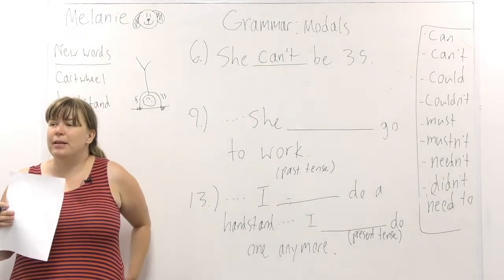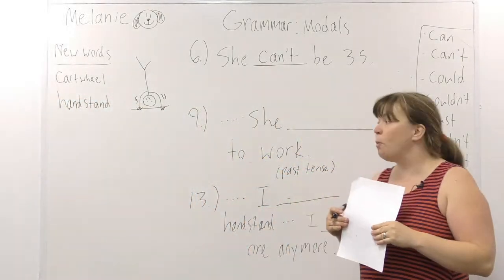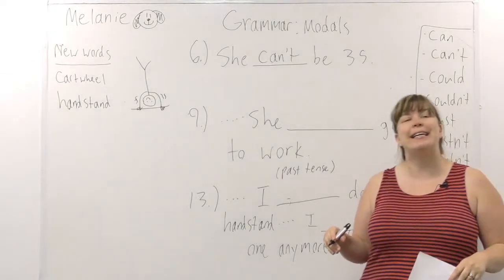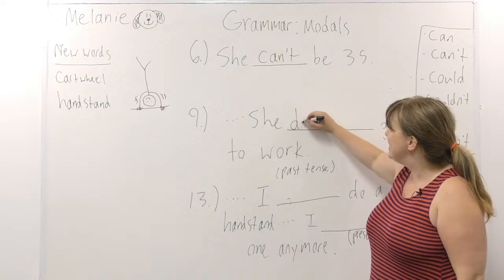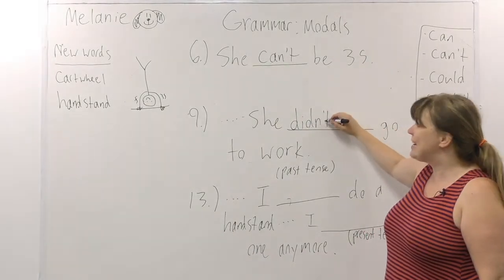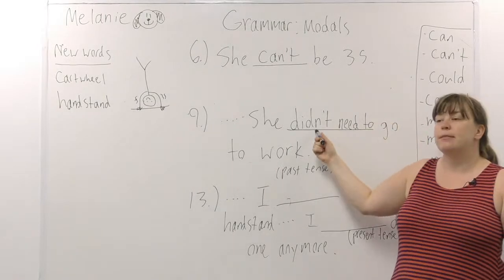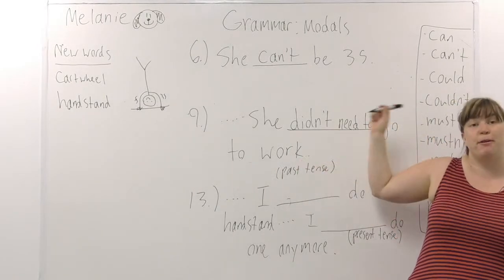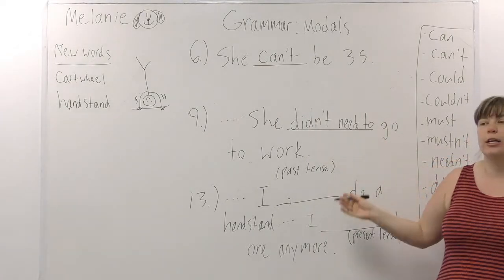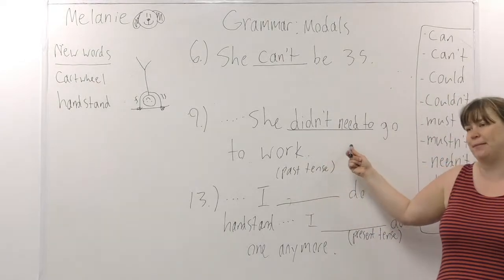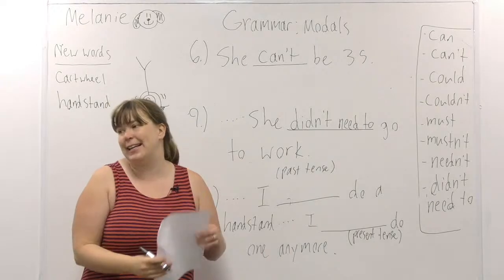Okay. So for number 9, what I was hoping is: "Sally slept in this morning because she didn't need to go to work." So remember, this is past tense. Didn't need to go to work. She has a day off so she can sleep in. So that was number 9. Good try. All right, last 2 minutes.